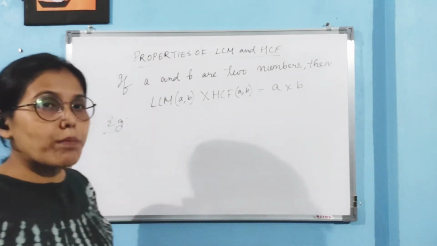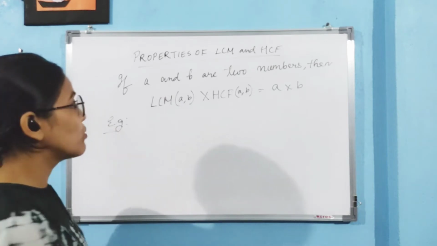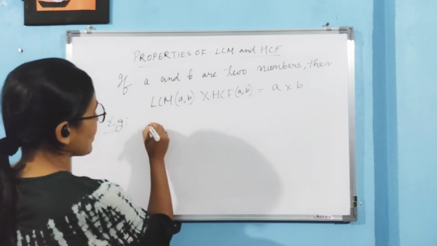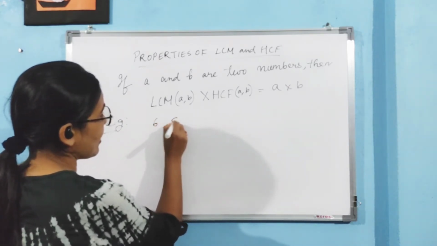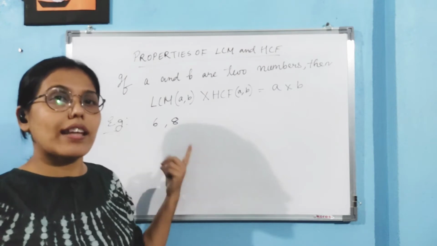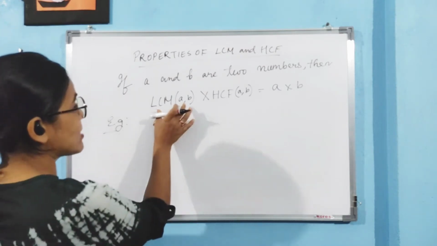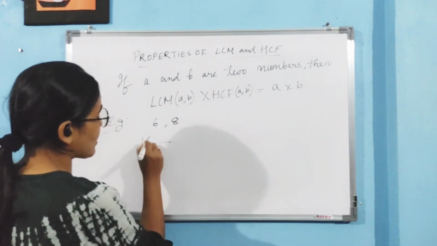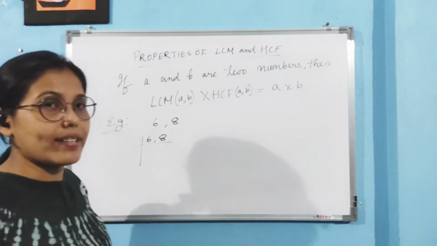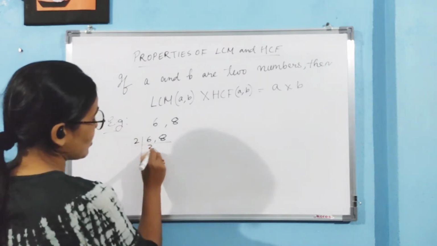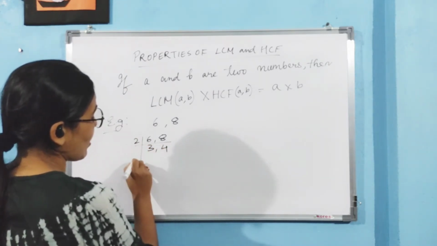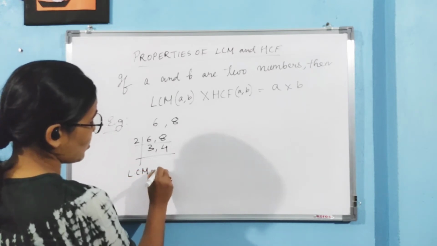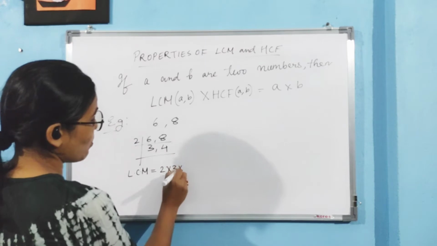To understand properly, let's take one example. We are taking small numbers just to understand. Suppose we are taking two numbers 6 and 8. Now we will find the LCM of 6 and 8. We will do it by the division method. We will divide by 2: 2 3s are 6, 2 4s are 8. So now LCM will be 2 into 3 into 4.